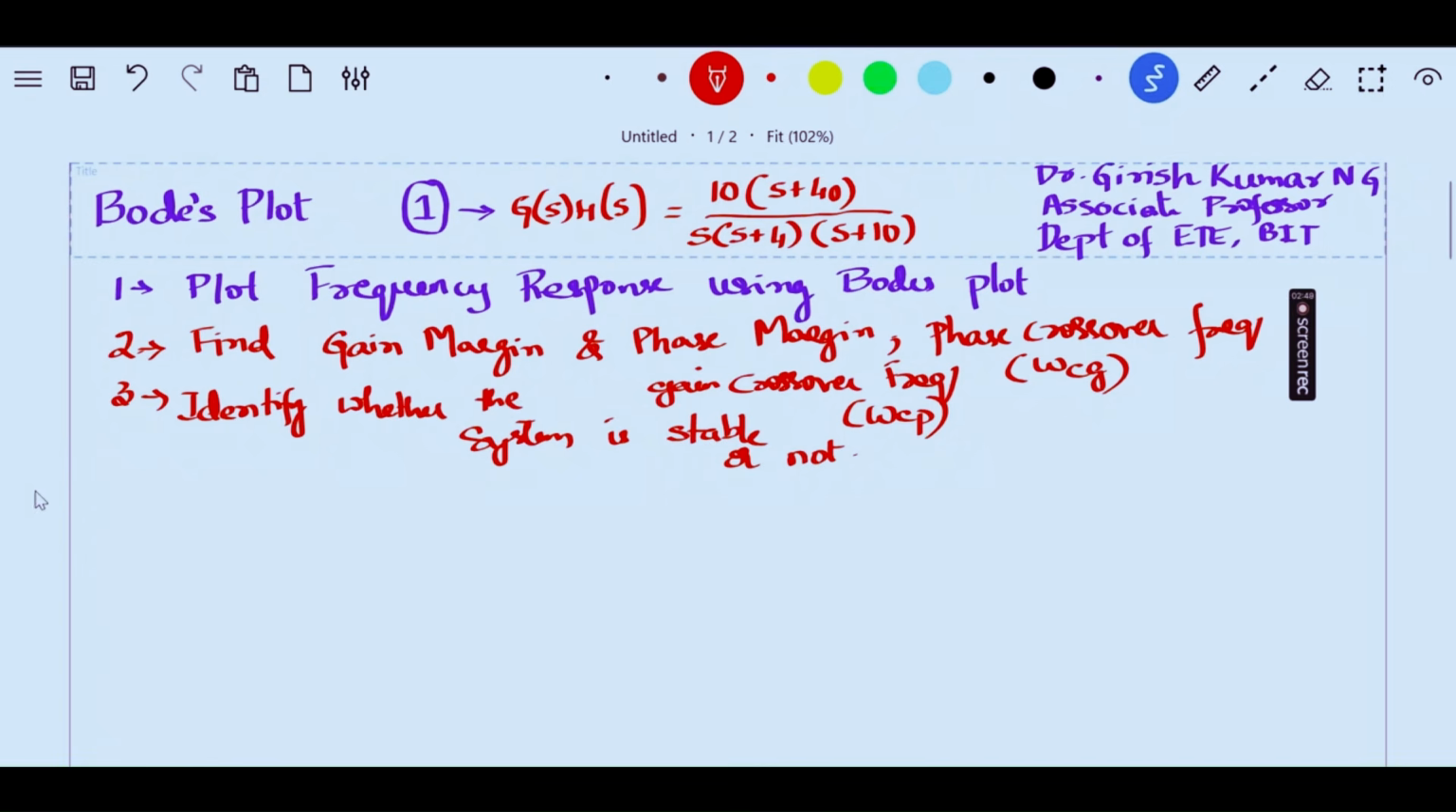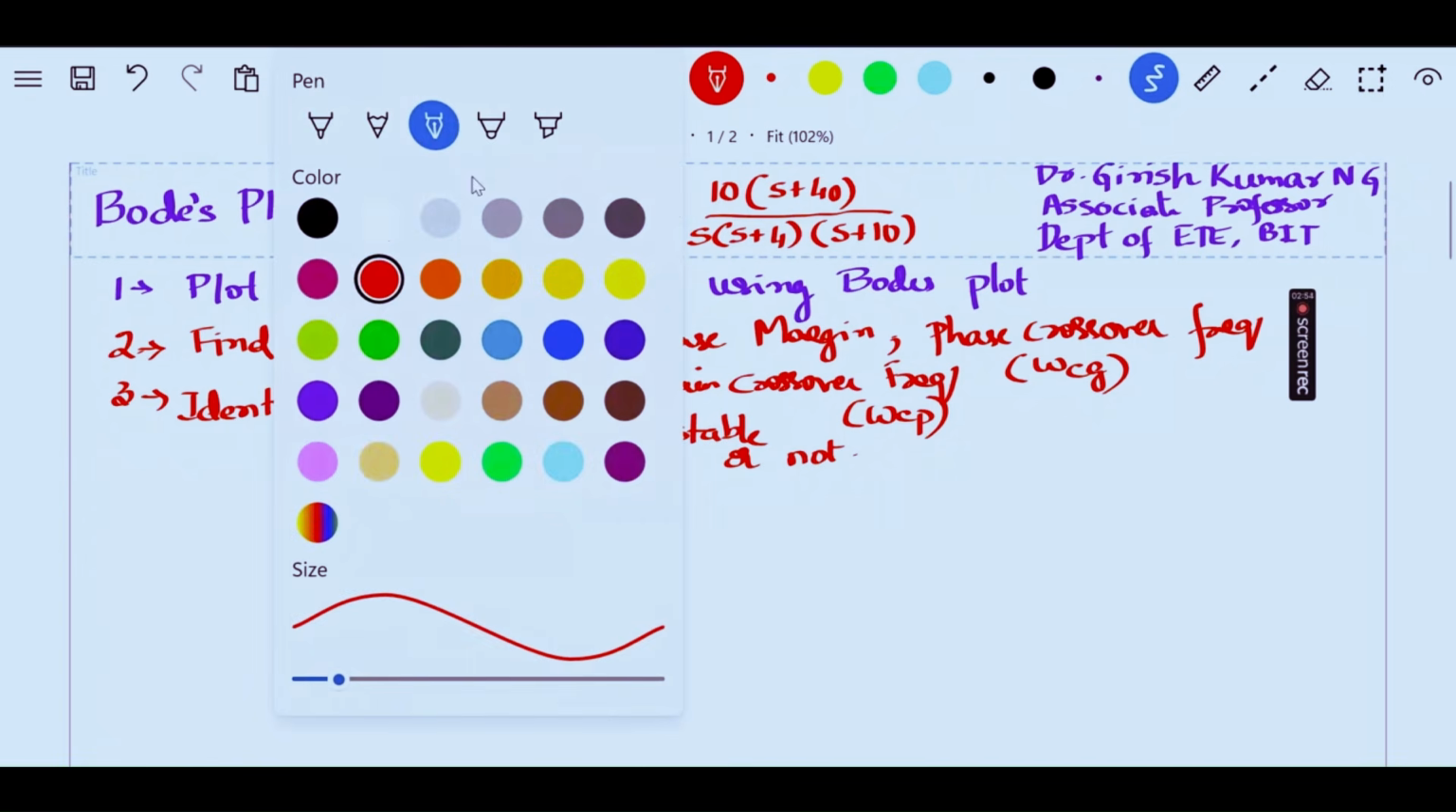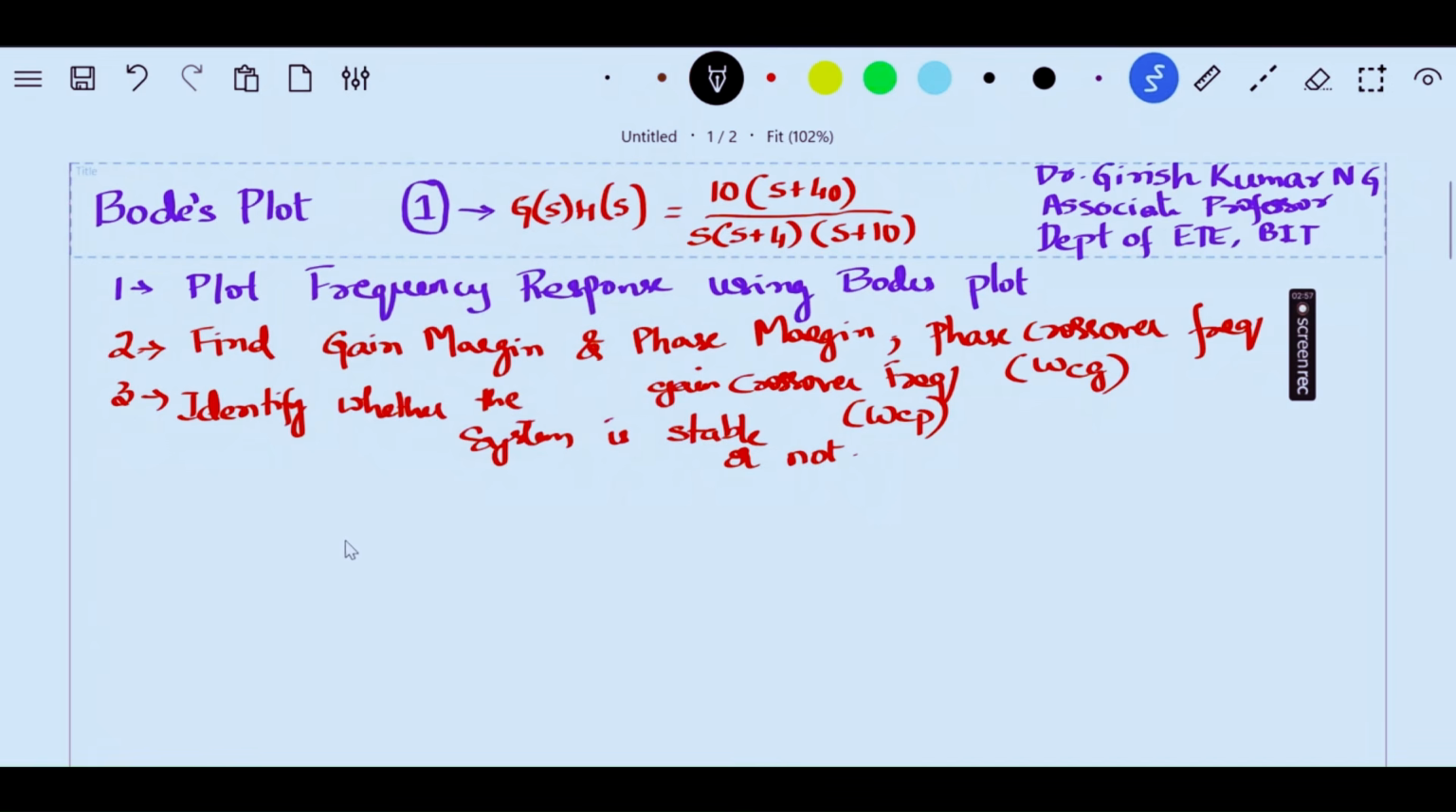Now let us take the problem as mentioned here, and try to do it step by step. We have G(s)H(s) equals 10 into (s plus 40), divided by s into (s plus 4) into (s plus 10).